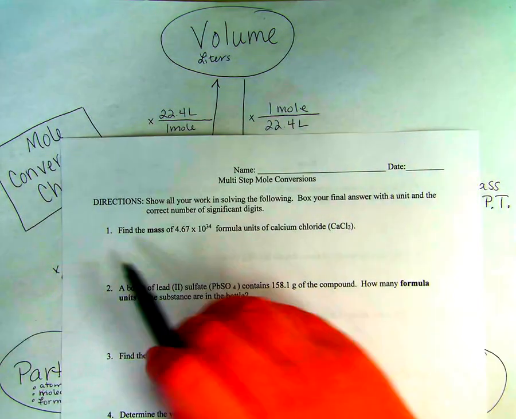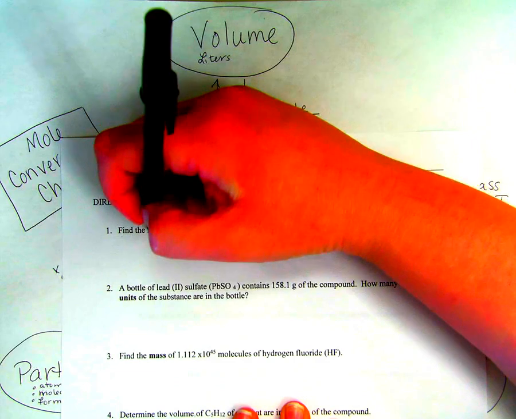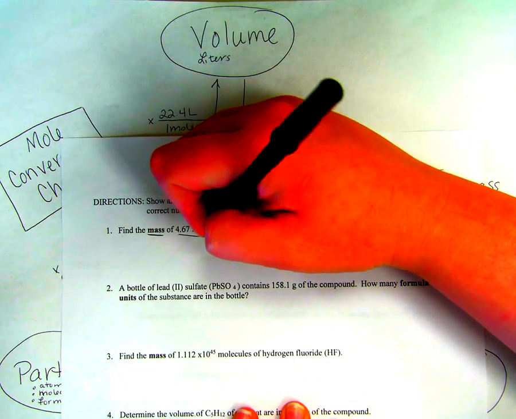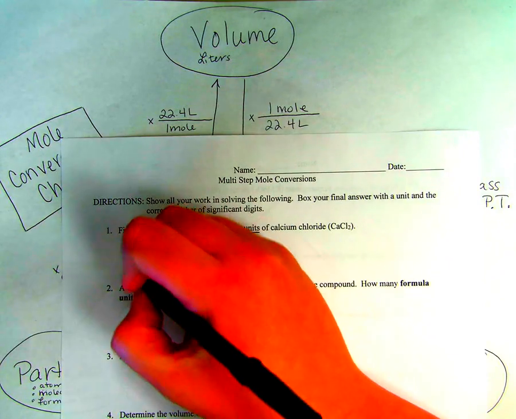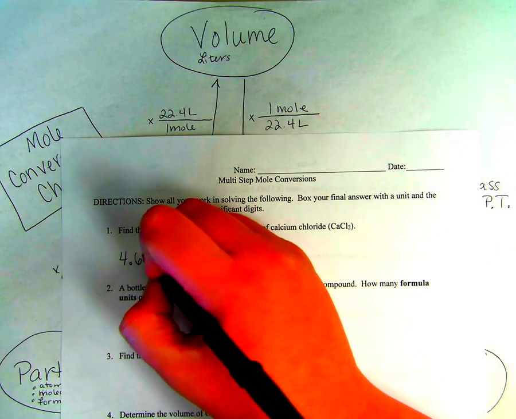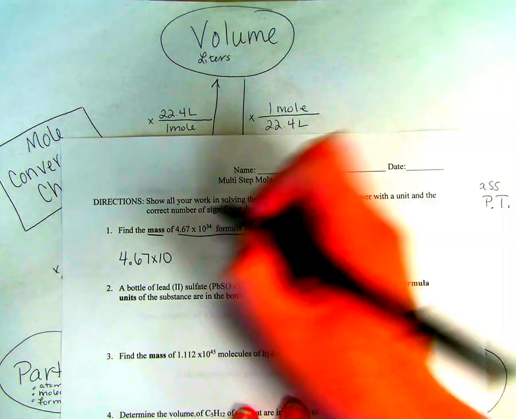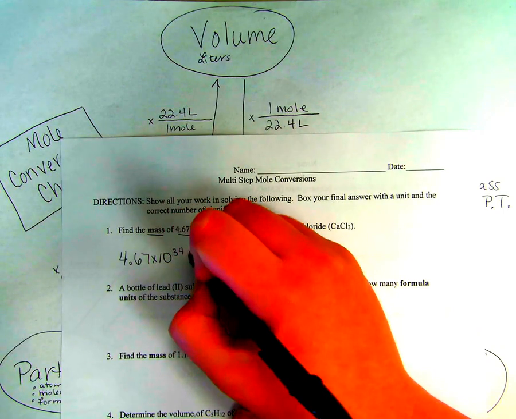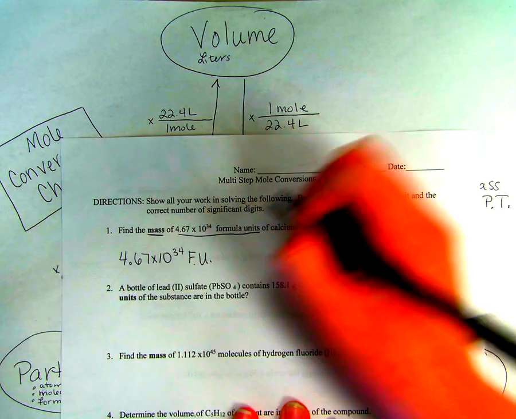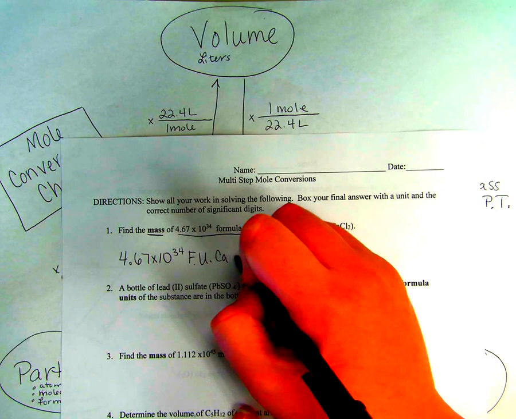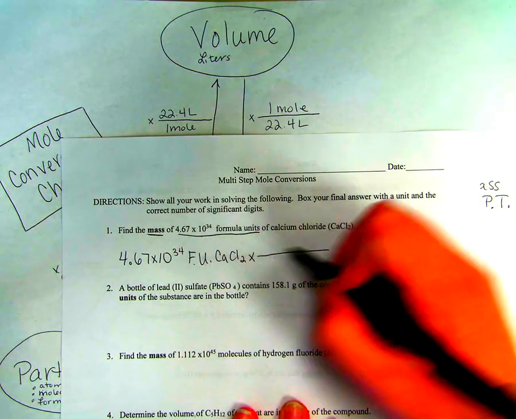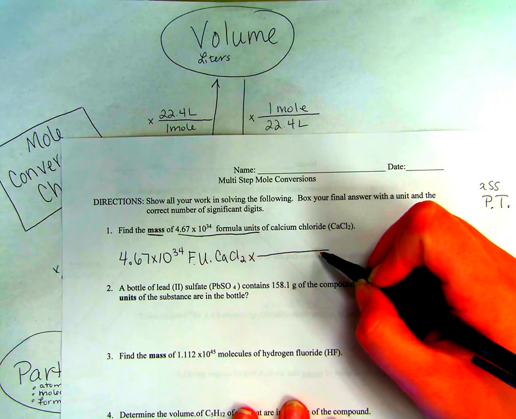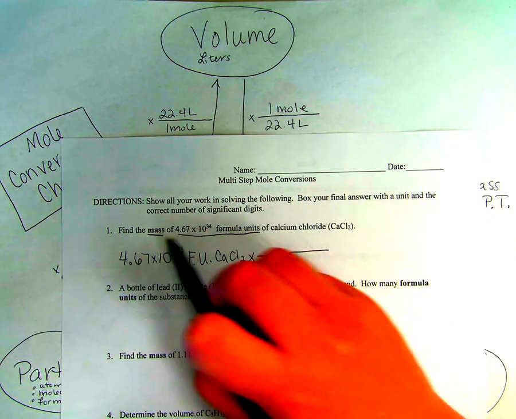Let's take a look at number 1. We're going to be finding the mass of this many formula units. So we always start with what we're given. 4.67 times 10 to the 34th formula units of calcium chloride. We do our times in a line. Now let's figure out which conversion factors we have to use, starting at formula units and ending at mass.